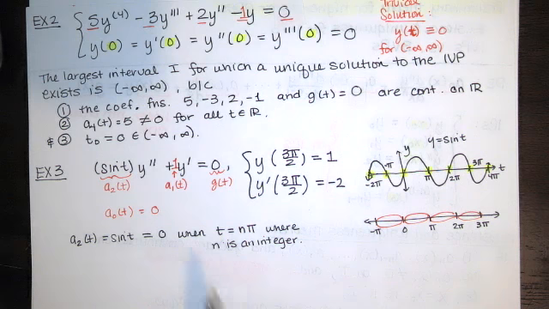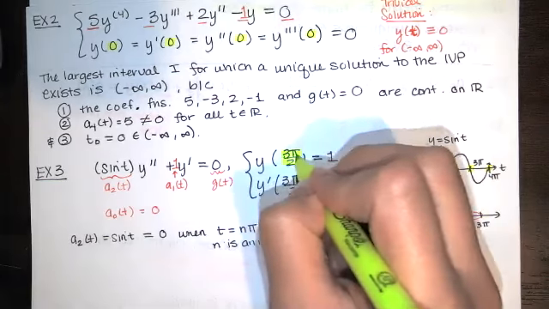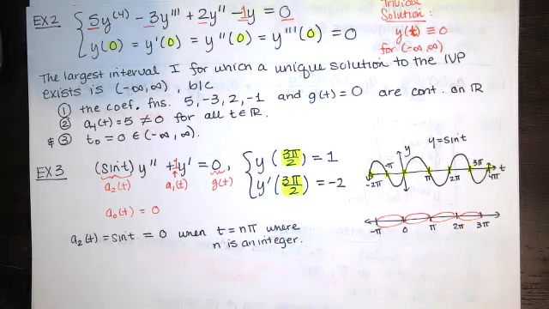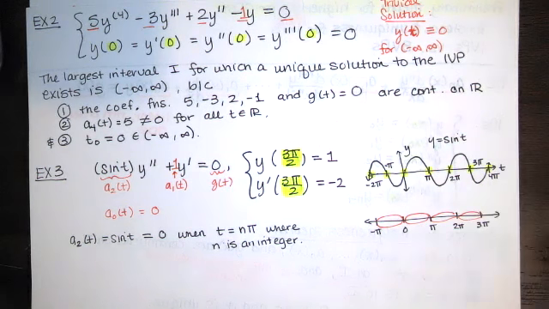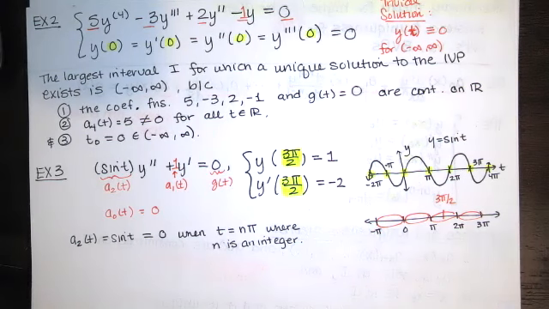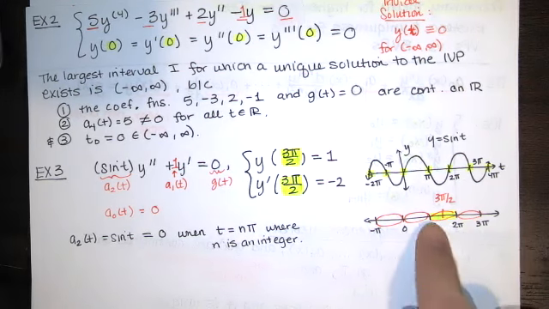Now, when you're trying to decide what your interval of existence is for the particular initial value problem, you have to choose among these intervals. You've got to choose the one that includes the initial value of your independent variable. In this case, our initial value is 3 pi over 2. That's 1.5 times pi. 3 pi over 2 would be right here. So the interval that we're looking for is the interval that starts at pi and ends at 2 pi.